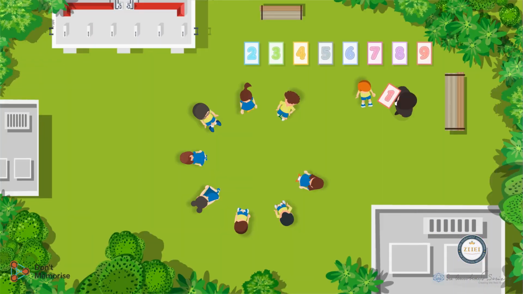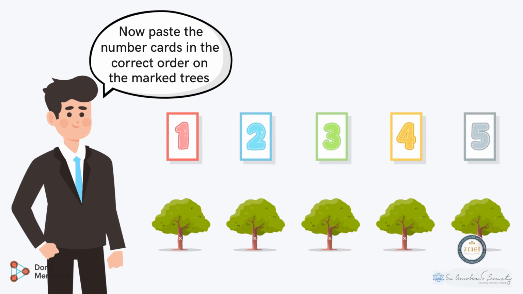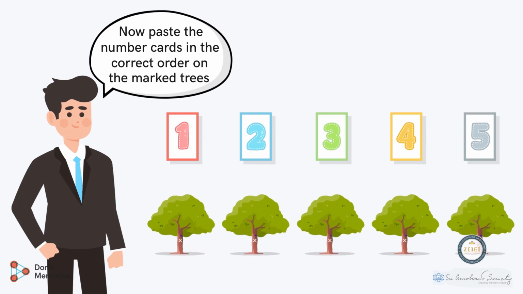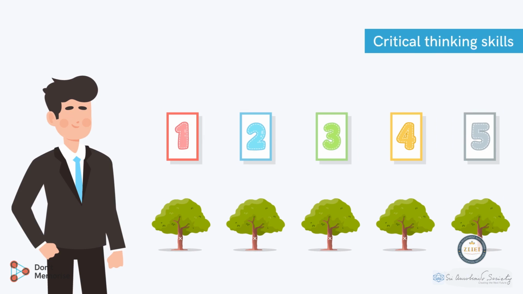After the numbers are arranged in a proper order, call 9 students randomly one by one. Hand over the number cards to each one of them. This will inculcate the value of patience among the students as they wait for their roll calls. Now, ask them to paste the number cards in the correct order on the marked trees. Activities such as this will help the students to develop critical thinking skills.